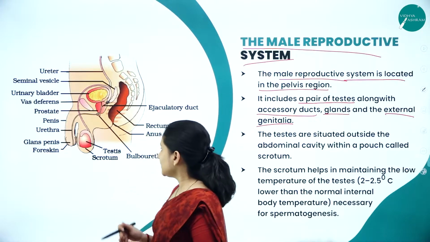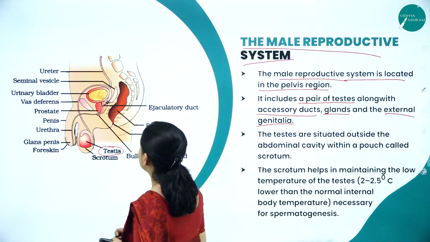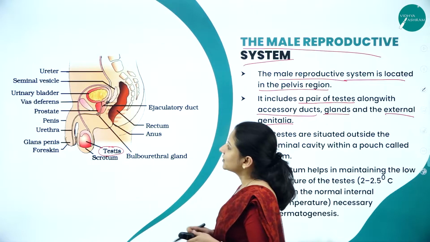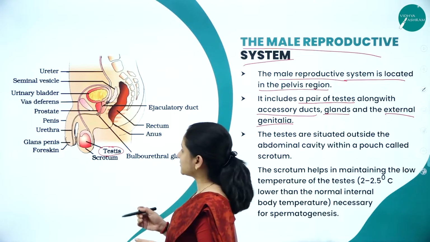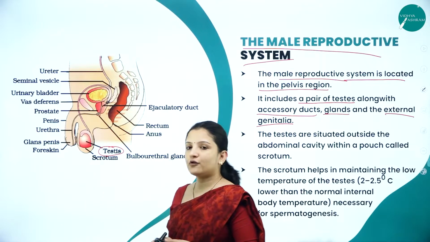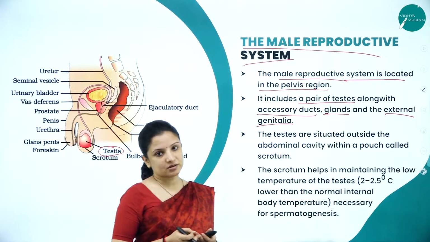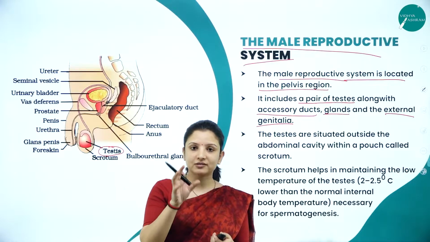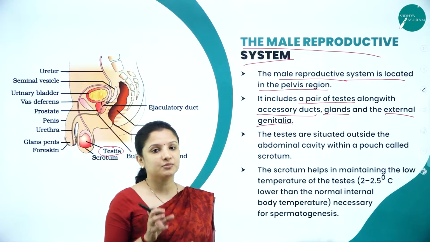So if you can see here, it consists of a pair of testes, then the accessory glands like the bulbourethral glands, then there is presence of the external genital structures such as the penis and the glans penis, the foreskin, all that. So all that comes under the male reproductive structure itself. And for fertilization, the testis is very important because it is in the testis that the sperms are produced.